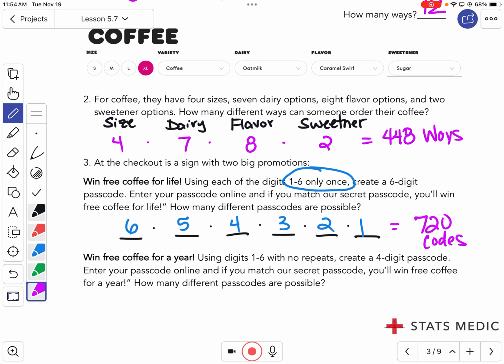Okay, so it's still the multiplication counting principle, okay? But this time we have to think about our categories: what's available in each option changes because I use something.